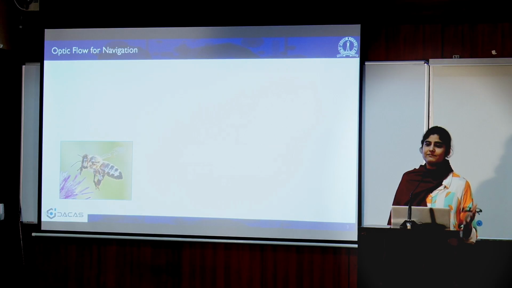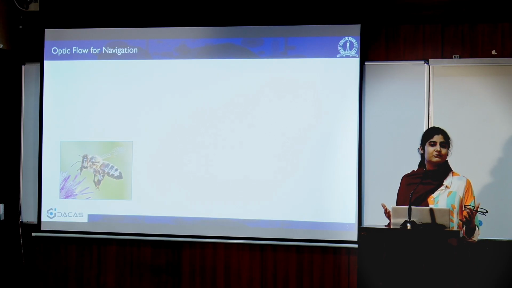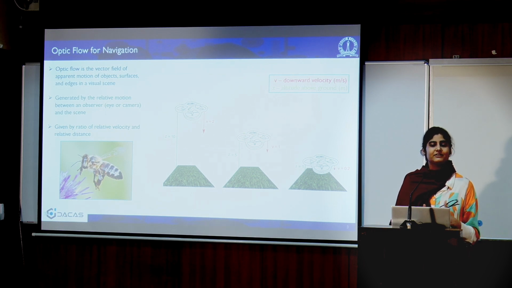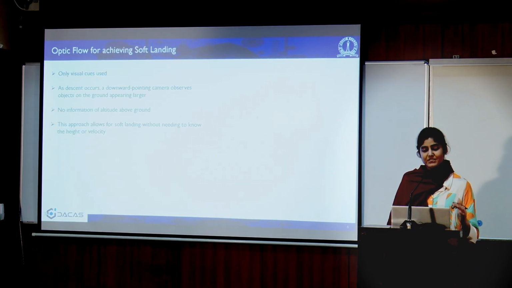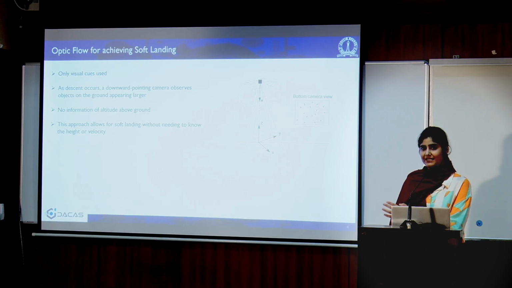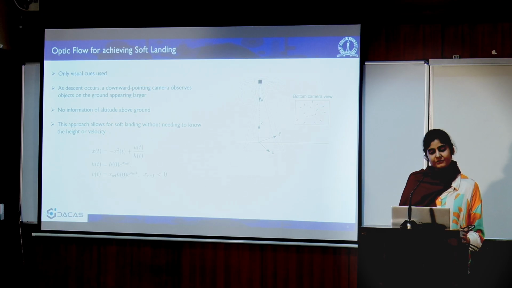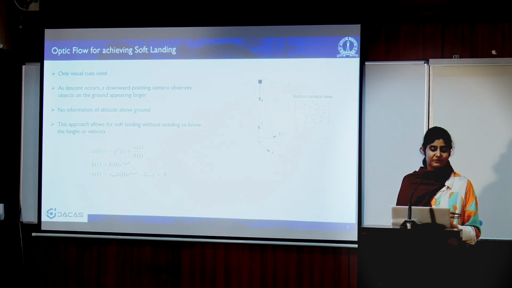It has been seen that flying insects like honeybees rely on optic flow, that is, the apparent motion of objects in the visual scene. Optic flow is numerically given by the ratio of relative velocity to relative depth. It has been seen that honeybees and these insects use a constant optic flow for landing. This allows them to have a smooth touchdown with the ground. In our approach, we also rely on the same fact. We have a downward facing monocular camera from which we extract the optic flow.